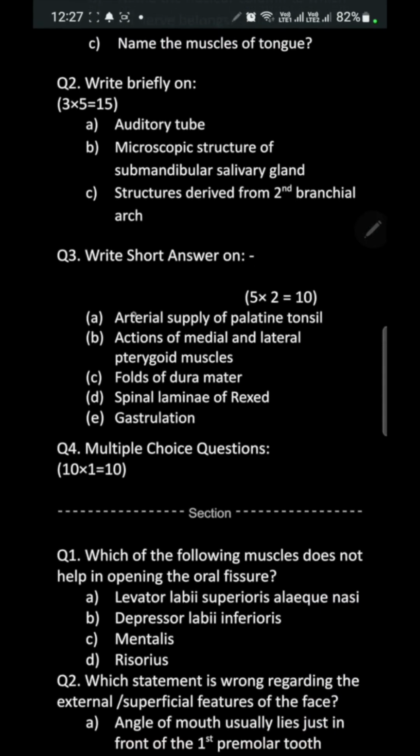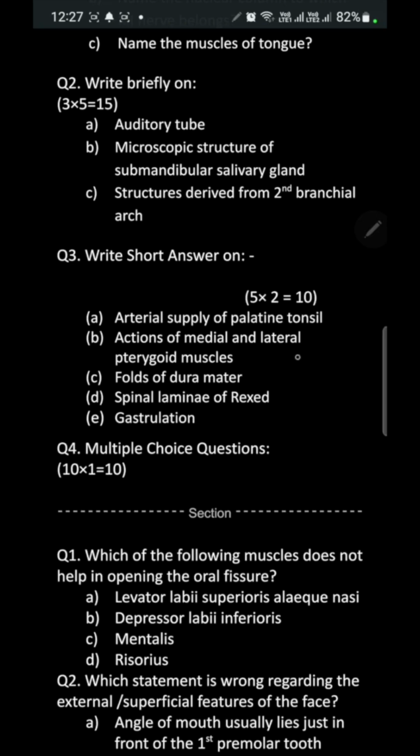Write short answers on arterial supply of the palatine tonsil. This is a simple question of 2 marks. We have to draw the diagram and just show the blood supply of the palatine tonsil, the arteries. Because these are 5 questions of 2 marks each, you don't have to go into elaborate details. Just draw the diagram and pinpoint the names of those arteries supplying the palatine tonsil.